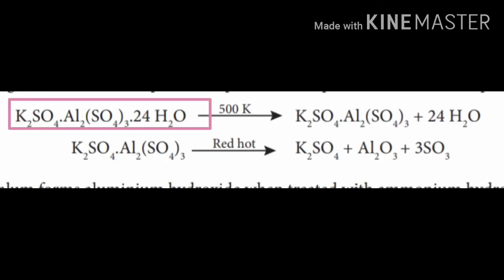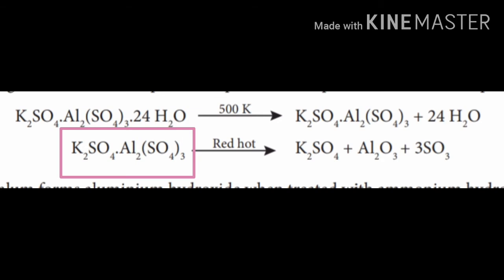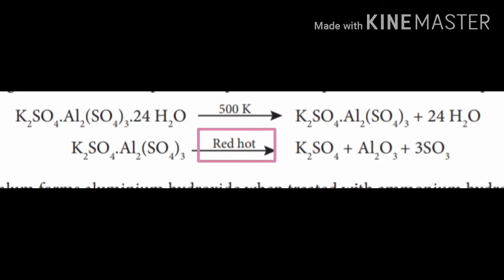See, this is potash alum. When it is heated to around 500 Kelvin, it decomposes, that means it liberates water. Then again, when it is heated to red hot, it produces potassium sulphate, that is K2SO4, then alumina Al2O3, then sulfur trioxide SO3.